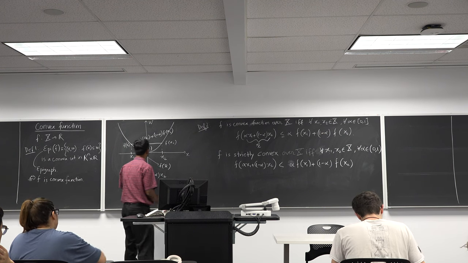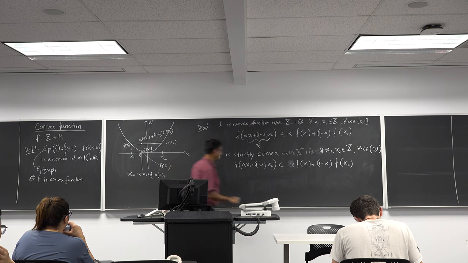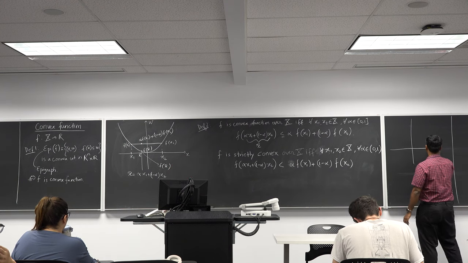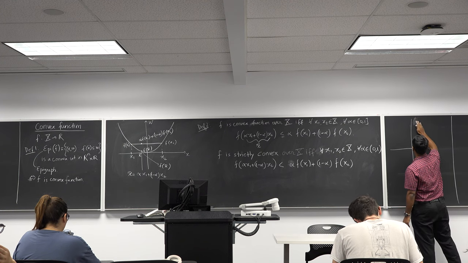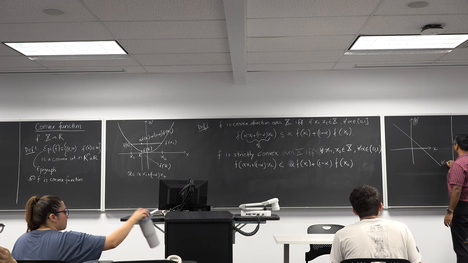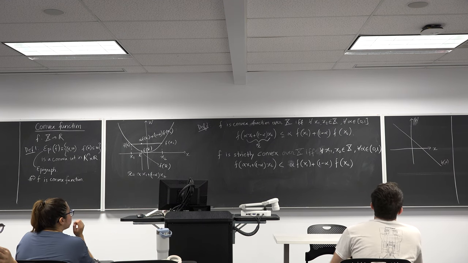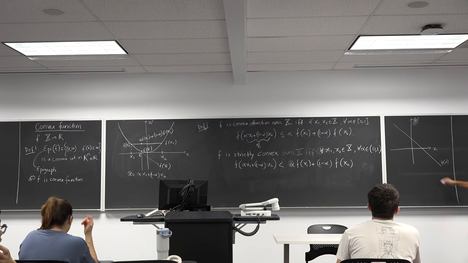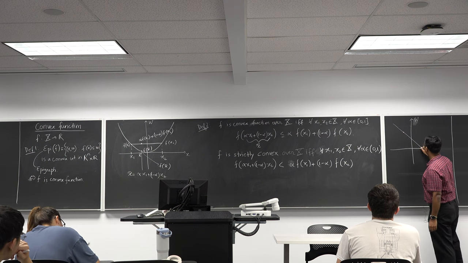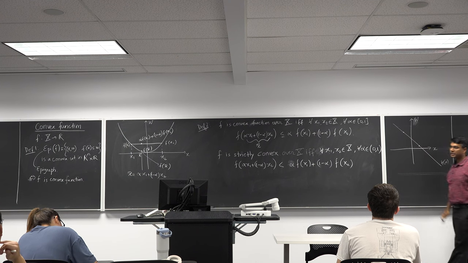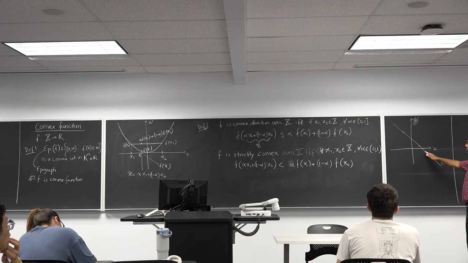Let me draw it here. So this is my x, this is w, this is my f of x. F of x is just a line. Okay? So if it is just a line, then in that case, you pick any two points and you draw the line segment, it is actually on the function itself. It's not above the function. So therefore, it's not a strictly convex function.